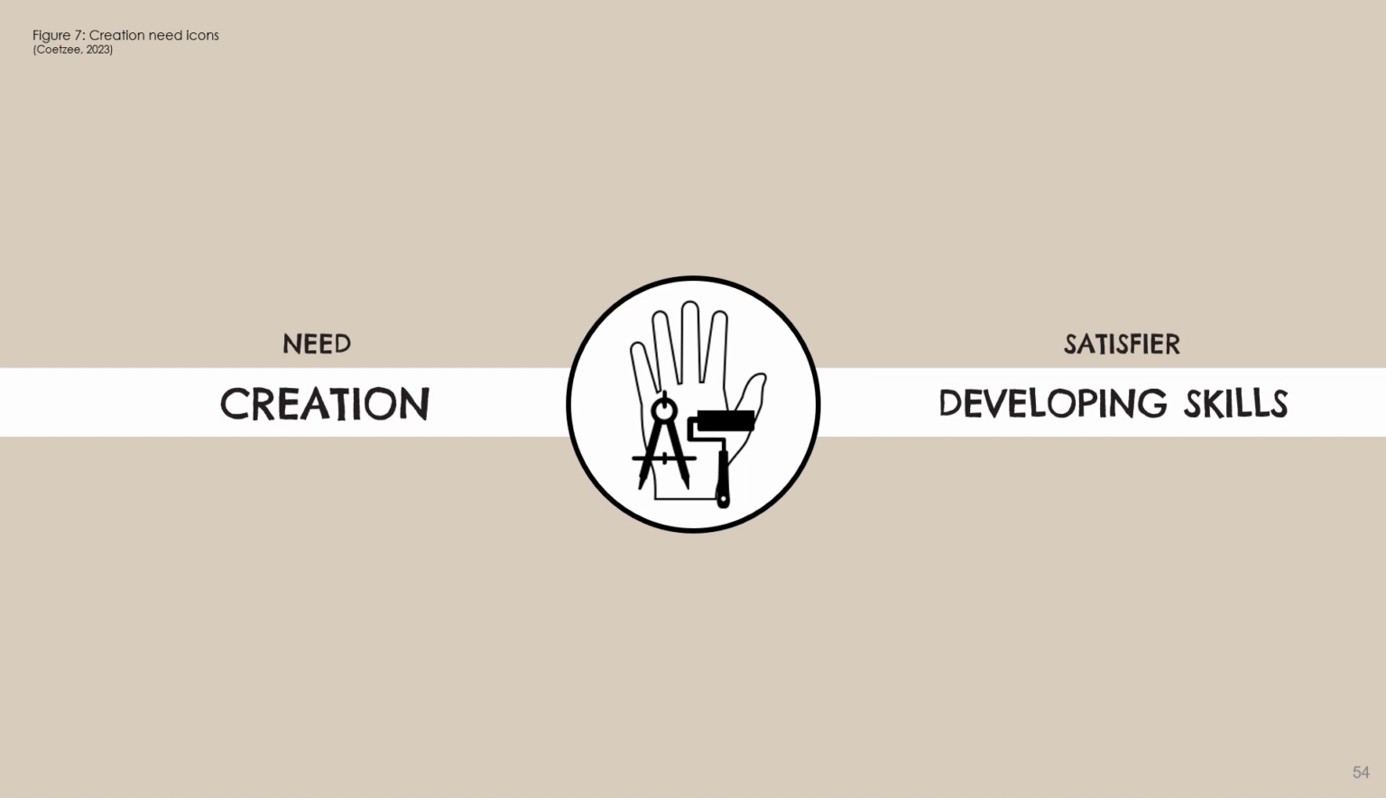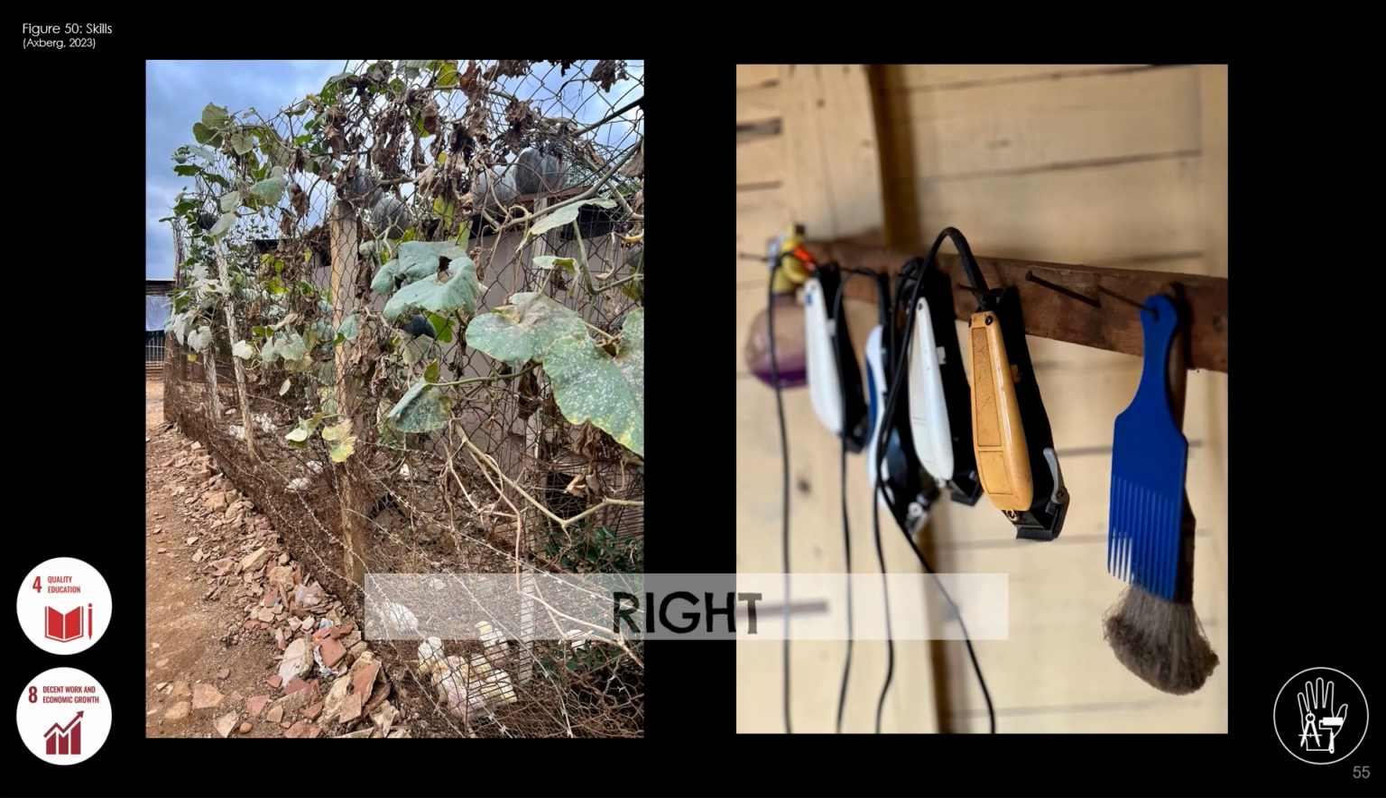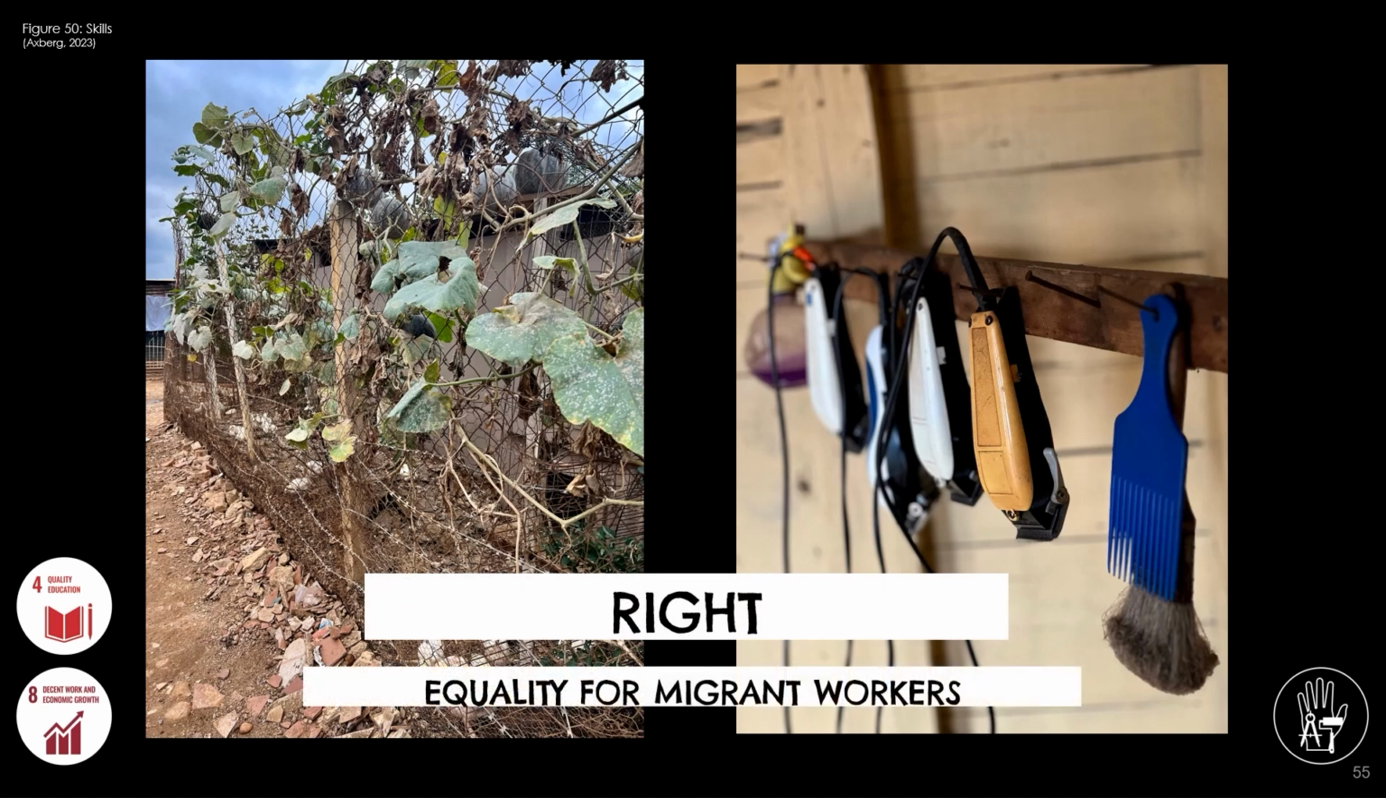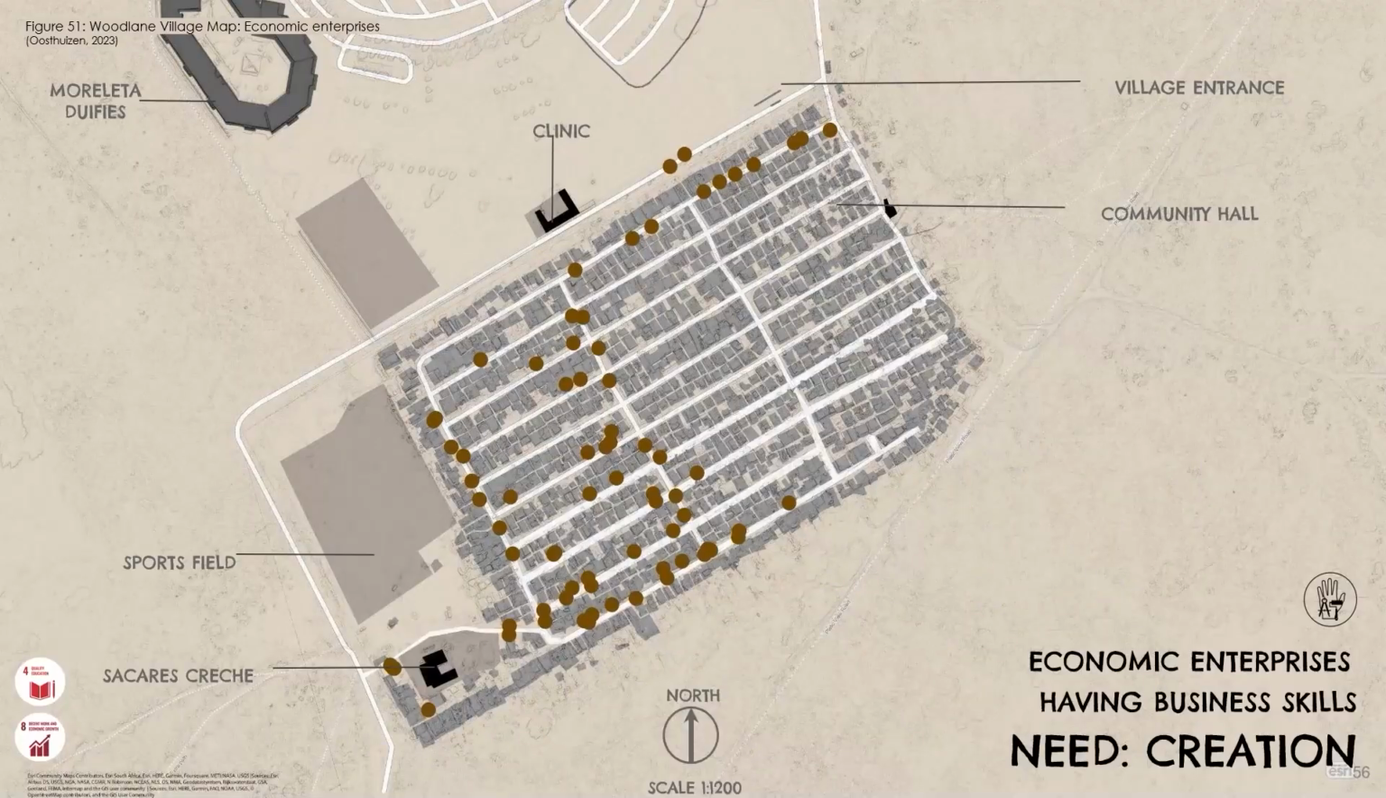We will now address the need of creation through looking at developing skills. As per international law, humans have a right to work, including technical and vocational training, equal rights of women in relation to employment, and equal rights of migrant workers. The map shows the locations of the economic enterprises we observed inside Woodlane Village.